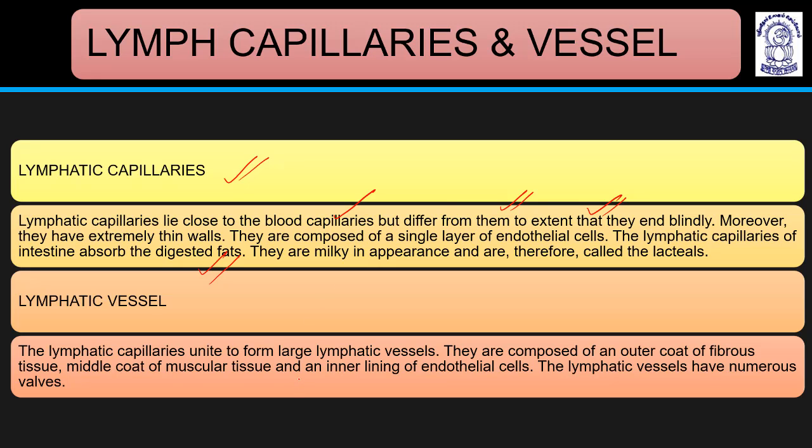Lymphatic vessels. The lymphatic capillaries unite to form large lymphatic vessels. The lymphatic capillaries we have discussed basically merge to form large lymphatic vessels. They are composed of an outer coat of fibrous tissue, a middle coat of muscular tissue, and an inner lining of endothelial cells. The lymphatic vessels have numerous valves.